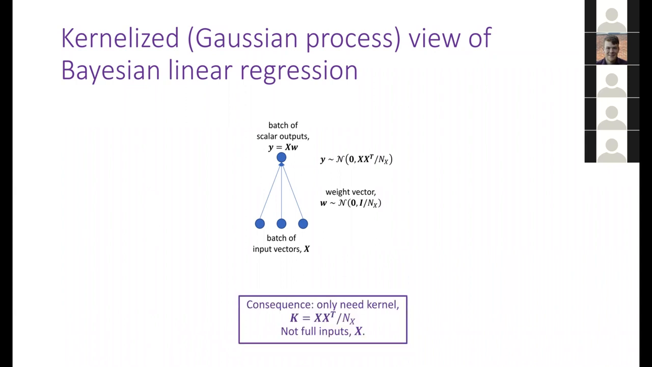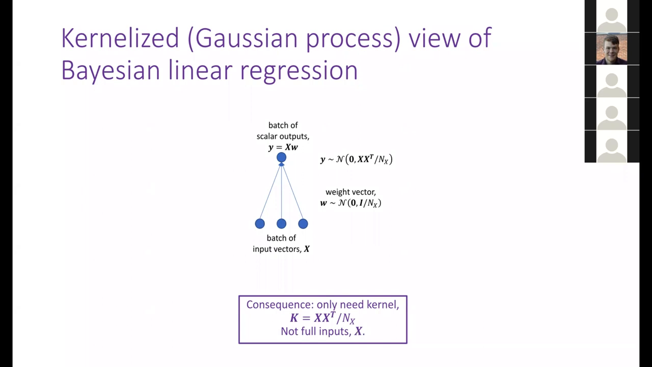And there's another consequence here, which is something that we're going to use again and again and again. And that's that this expression at the top here, this Gaussian process view, actually describes everything we need to know about the system. If you notice here, all we need is this training example by training example matrix, which is XX transposed. And we can call that a kernel matrix. And that means we don't need that full input vector.